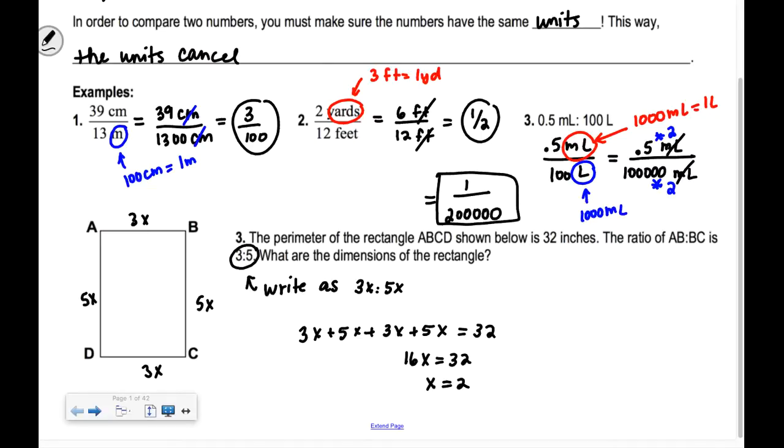All right, so we have that answer. So then what are the dimensions of the rectangle? Now we go back and we plug in 2 for x. So we have 6, 10, 6, and 10. So our dimensions are 6 inches by 10 inches. We always write dimensions as length times width, or width times length. It doesn't matter which one you put first.